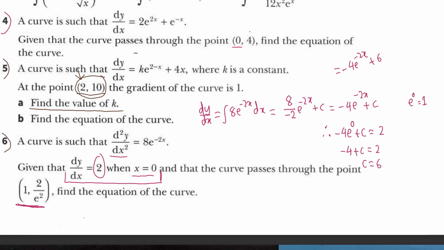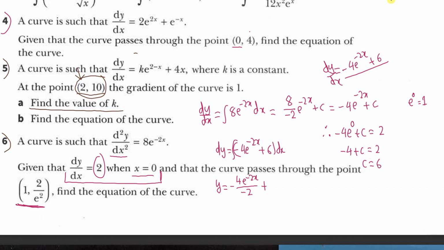Okay, so let me integrate again. We are going to integrate this one, because we got the expression for dy by dx. Say dy equals minus 4e to the power minus 2x plus 6, then dx, and we apply the integration to the whole thing again. So y equals minus 4e to the power minus 2x divided by minus 2, because it comes from the coefficient of x.